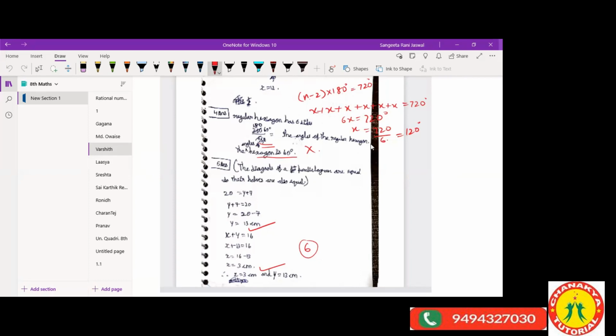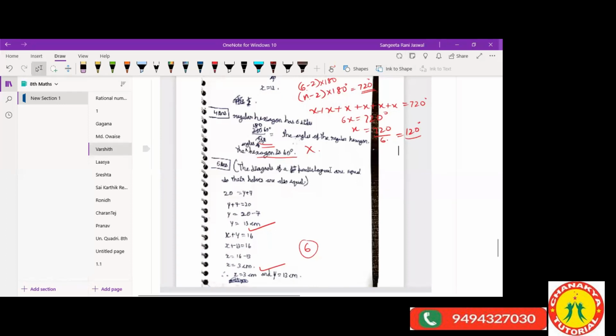A hexagon has (n minus 2) into 180, because this is a 6-sided figure, so 6 minus 2 into 180. That same thing applies here, and so we got this as 720. From here 6x is equal to 720 and we get the value for x. That means each angle is 120 degrees.